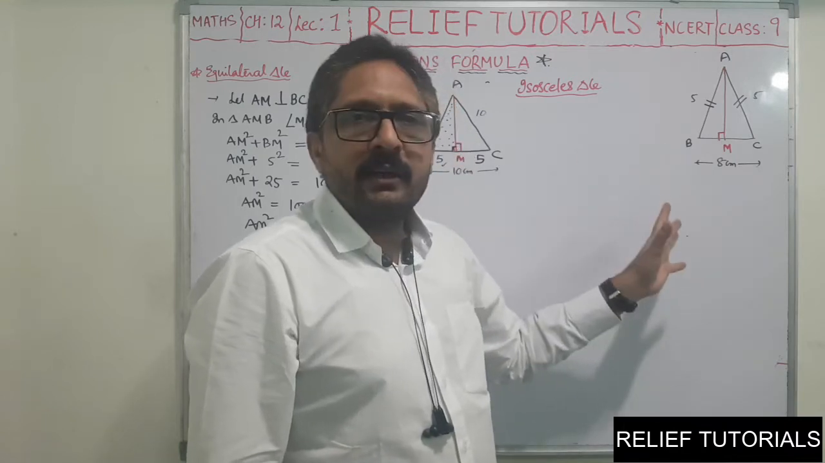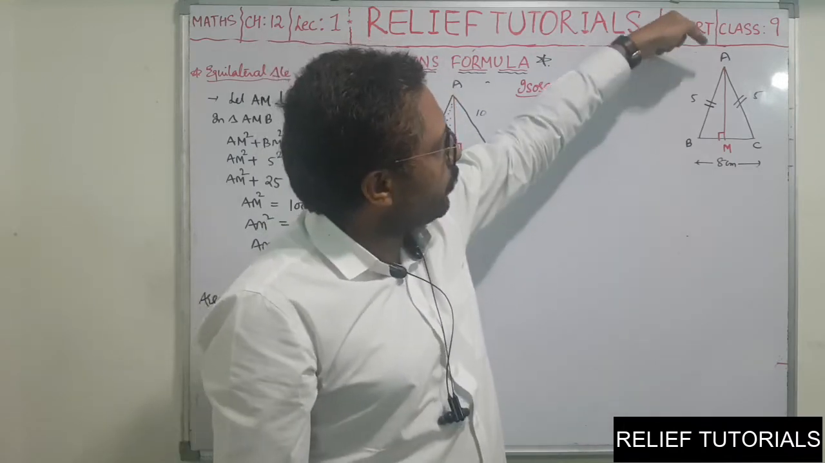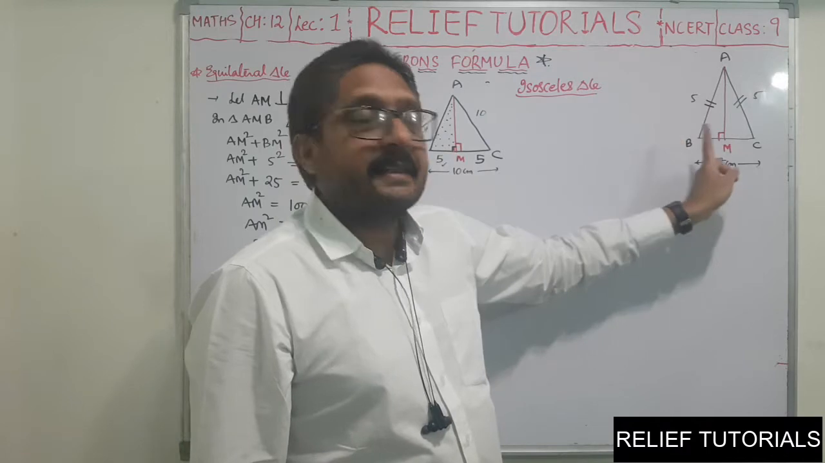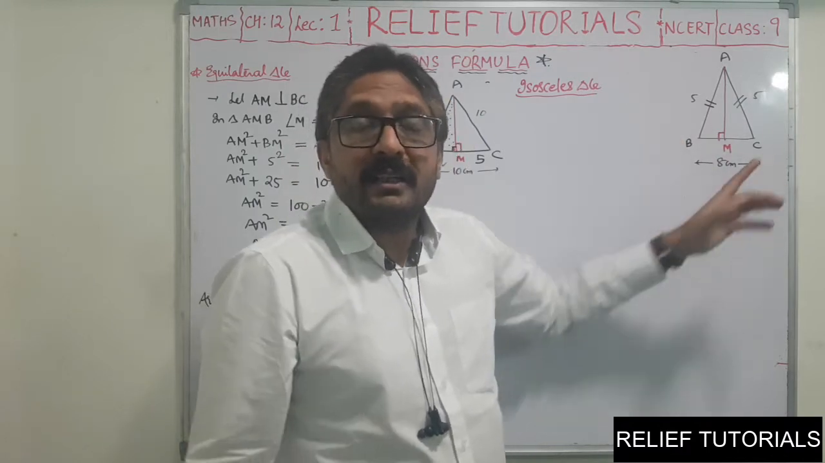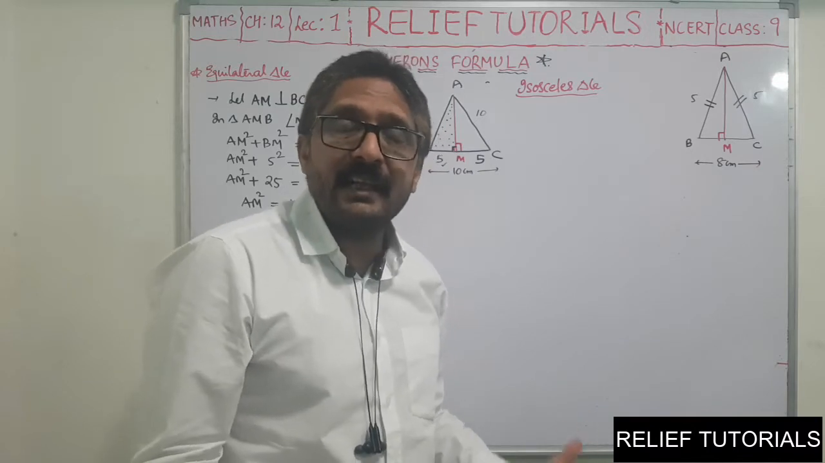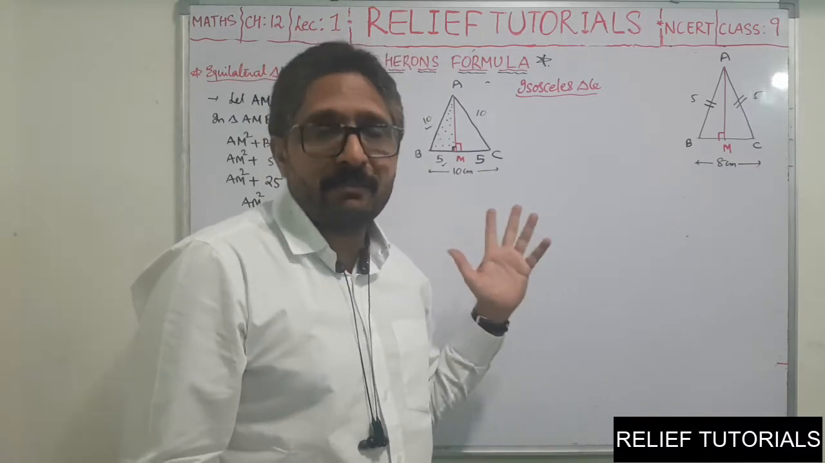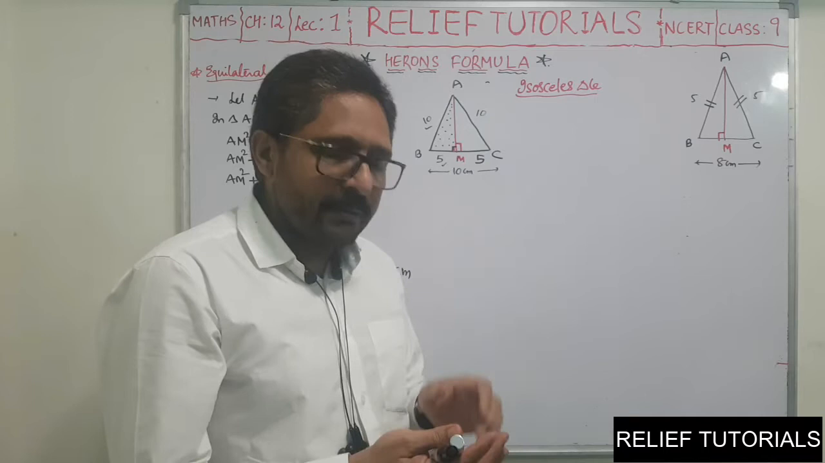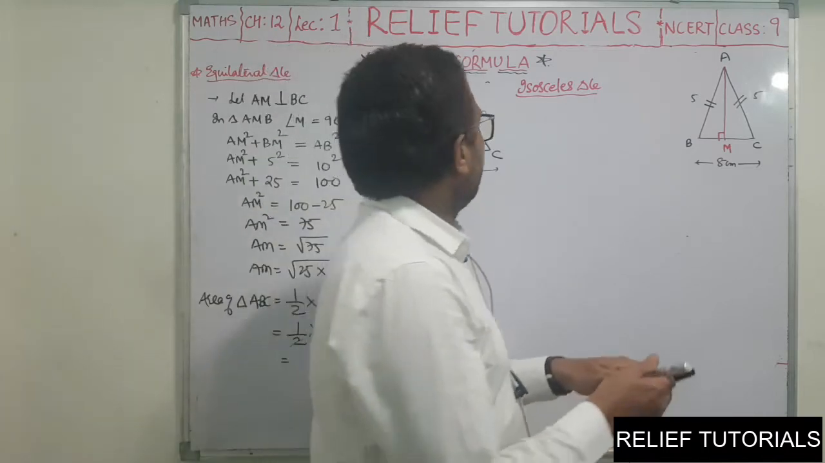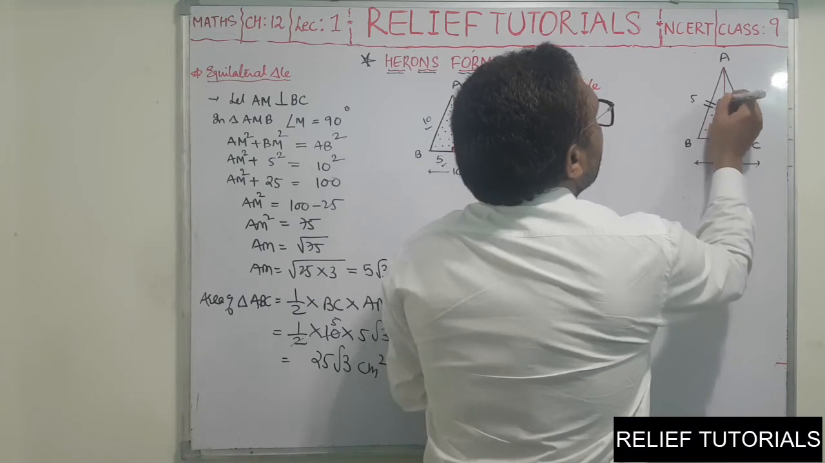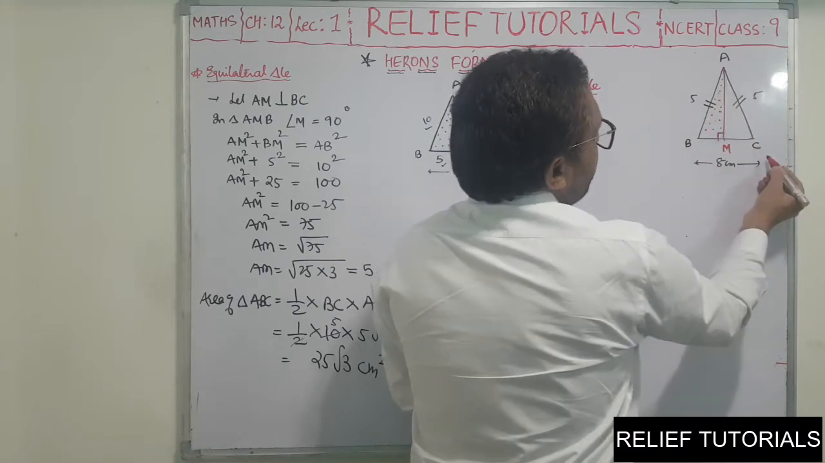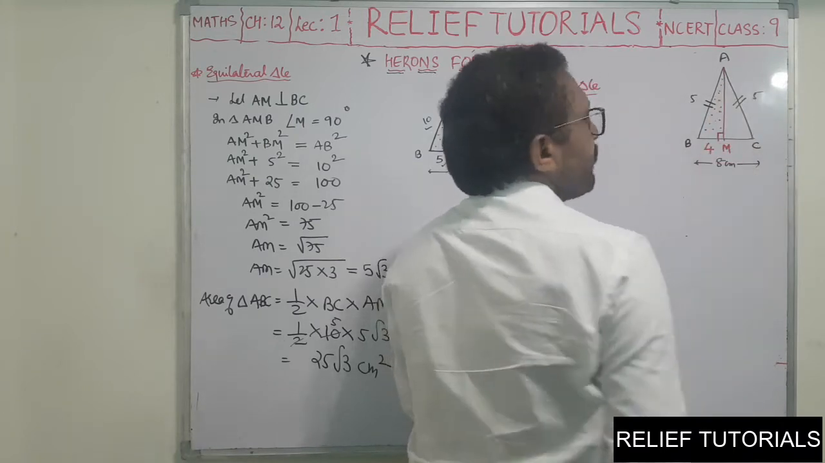So here also, I told you, the altitude drawn on the unequal side will bisect this unequal side, dividing it into two equal halves. What is the mathematical reason, that we'll discuss in previous chapters. Just now, you remember this altitude will divide the unequal side into two equal halves. So this is 8, so this will be 4.